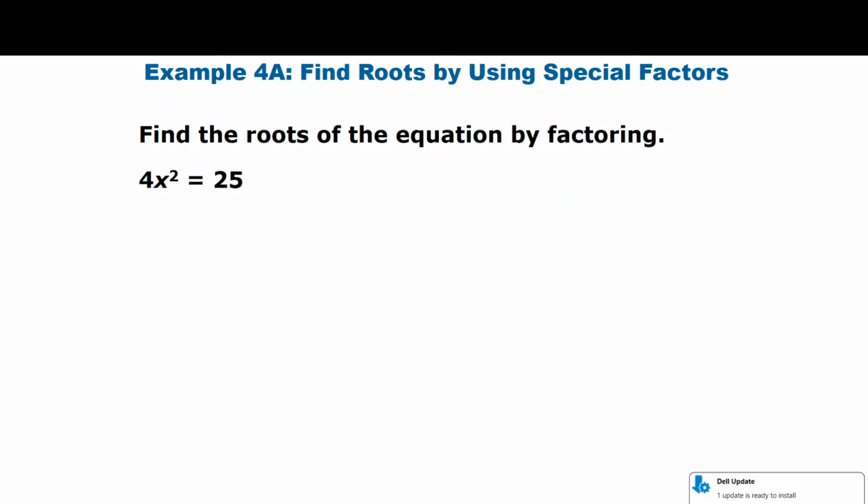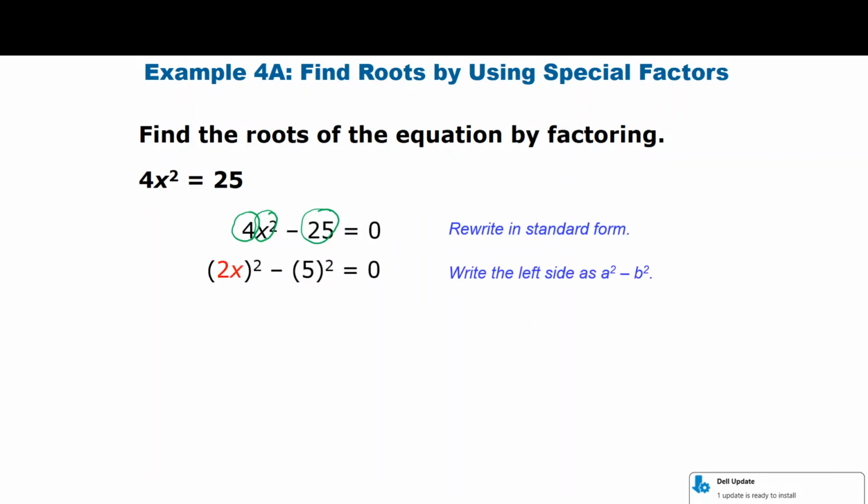All right, let's take a look at some examples using these special factors. It says find the roots of the equation by factoring. So first thing I'm going to do is rewrite it in standard form. And now when I look at this, I know that 4 is a perfect square. I know that x squared is a perfect square, and I know that 25 is a perfect square. So I'm going to be able to use the difference of perfect squares rule.